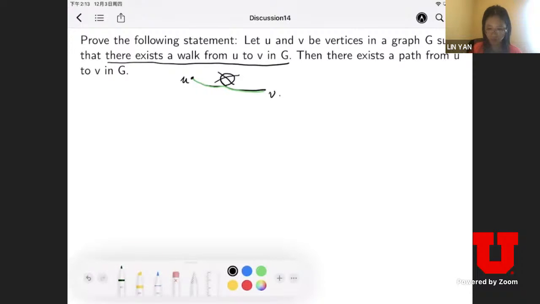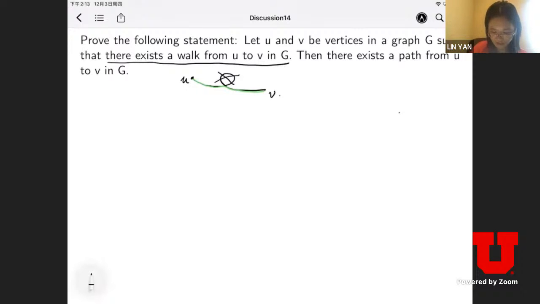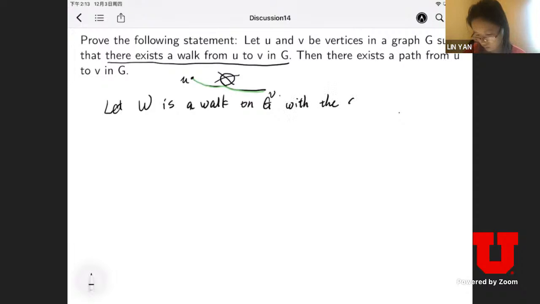So we can start with a walk on G. Let W be a walk on G with the shortest possible length.